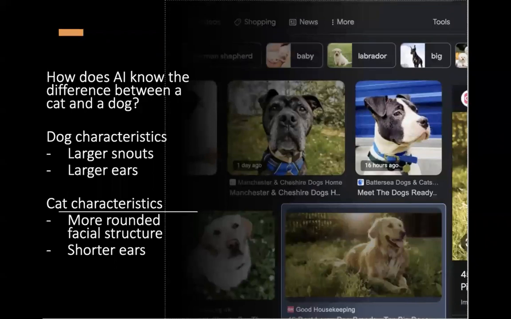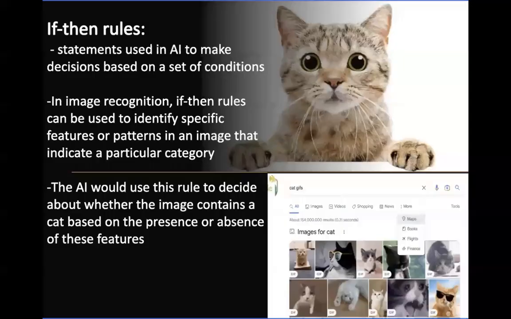How does AI know the difference between a cat and a dog? We've talked about patterns, we've talked about characteristics, we've talked about categorization. Now, dog characteristics, these are larger snouts, larger ears. Cat characteristics, these are more rounded facial structure and shorter. Okay, so we'll look at these patterns based on labeled images that you put in right at the start. And those labeled images are an example of training data. Training data is the information you put right at the start.